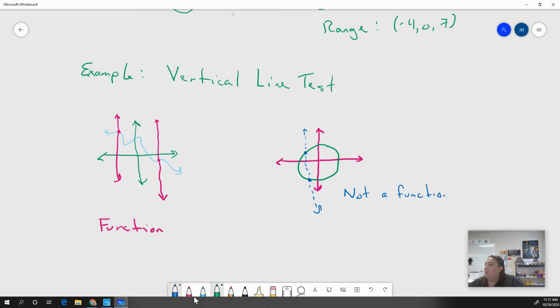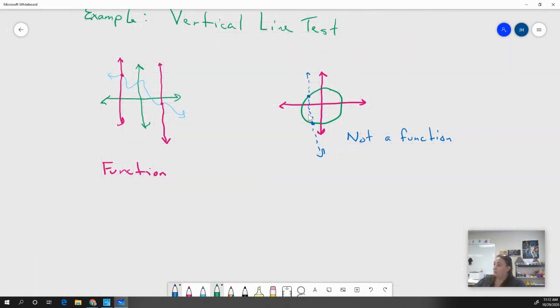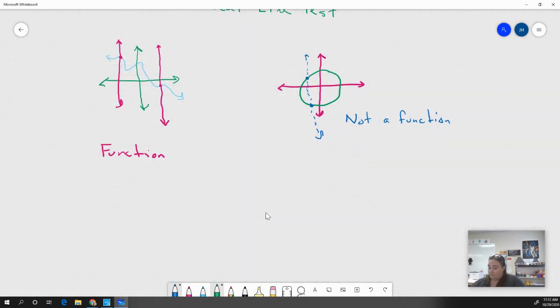So if anywhere within the graph of the equation, because that's all these are, is graphs of equations, we can determine whether or not it's a function by whether or not we can drop a vertical line through it. And honestly, my vertical line should be straighter than that, but you guys, I think, get the picture. So that is how you can kind of tell whether something is a function or not.